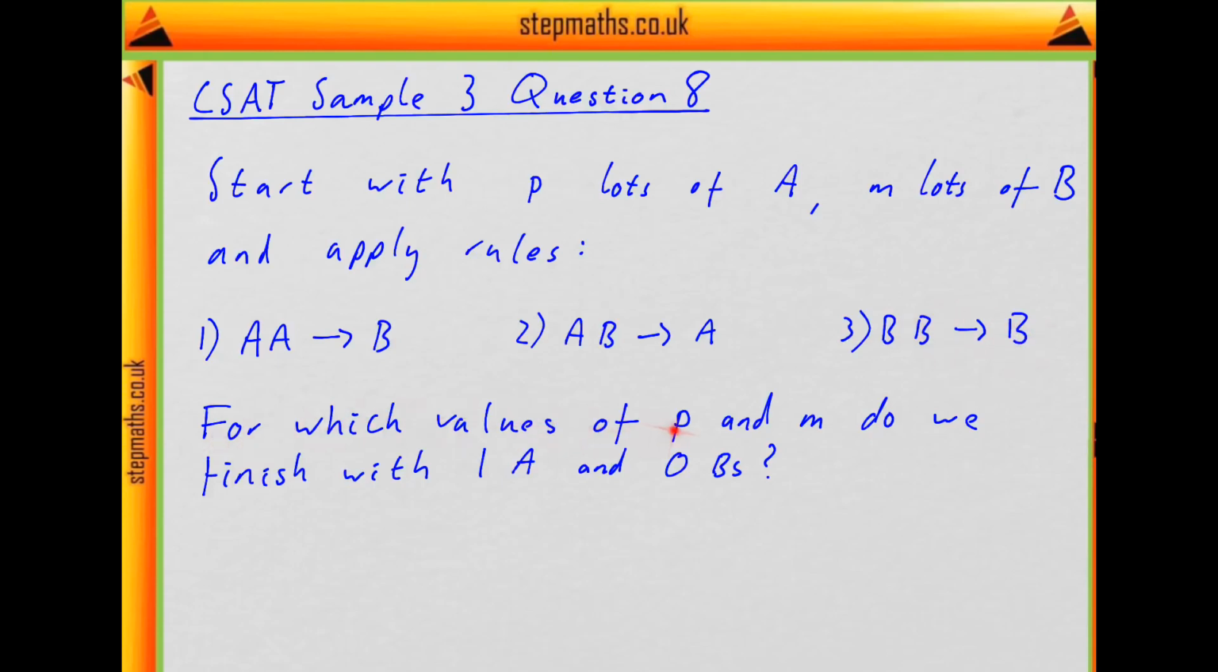And we're asked for which values of P and M do we eventually get to just one A and 0 B's. So if you want to have a go at this question yourself, pause the video now.